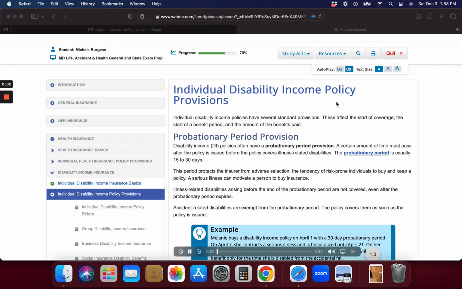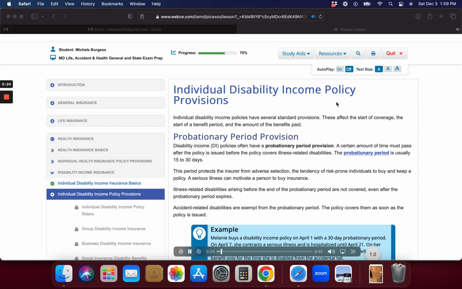Income policy provisions. Individual disability income policies have several standard provisions. These affect the start of coverage, the start of a benefit period, and the amount of the benefits paid. Probationary period provision. Disability income, DI, policies often have a probationary period provision.